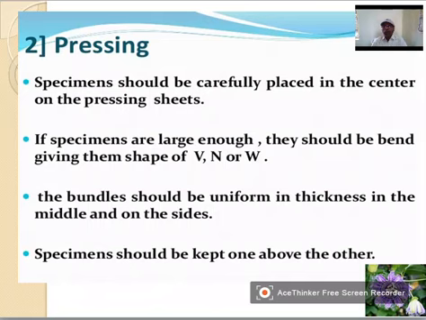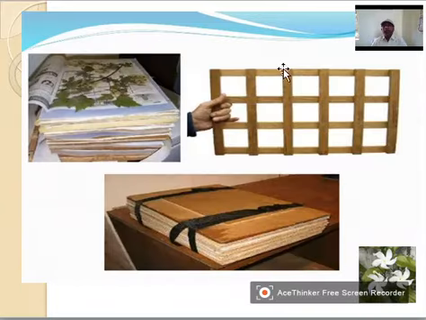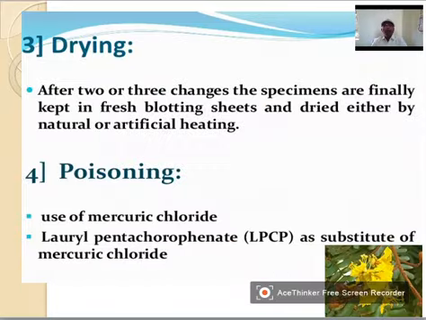The bundles should be uniform in thickness in the middle and on the sides. Specimens should be kept one above the other. Likewise, look at this slide. Now, drying. After 2 or 3 changes, the specimens are carefully kept in fresh blotting sheets and dried either by natural or artificial heating.